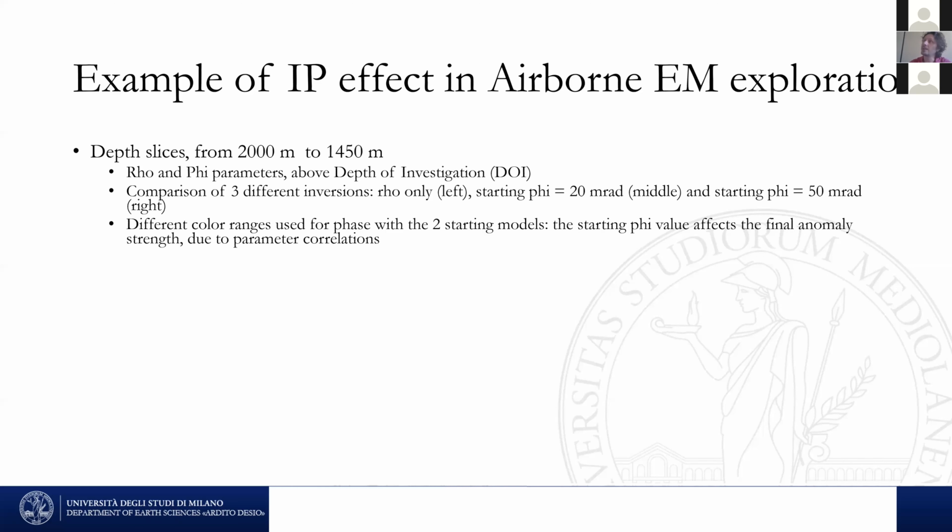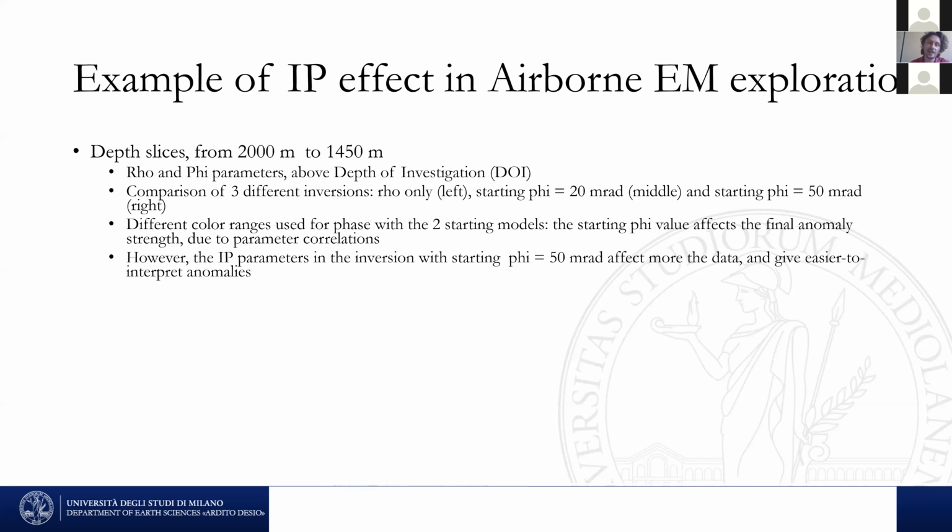Actually, again, inverting for IP-EM data has significantly stronger equivalences than IP data from galvanic data. So this means that I'm going to show the inversion results with two starting models with slightly different color scale, and this is because the final value of the parameter depends on the starting model. However, the model with 50 milliradians really shows a lot of characteristics that we hope are going to help the exploration of the site.